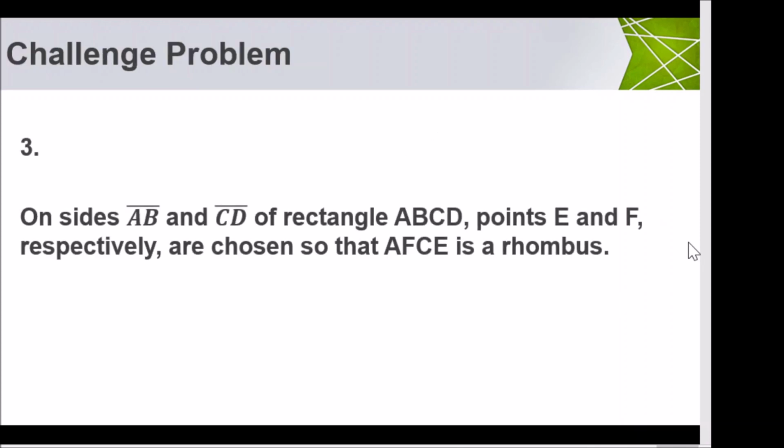And for the challenge problem, on sides AB and CD of rectangle ABCD, points E and F, respectively, are chosen so that AFCE is a rhombus. If AB equals 3 and BC equals 5, find EF. Later on, I will be posting the solution video for the practice problems. So for now, please answer the 3 practice questions.